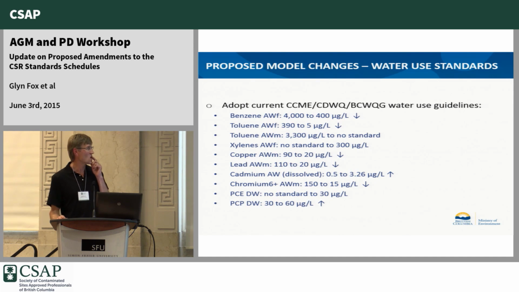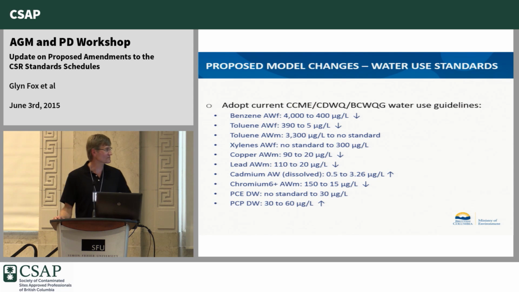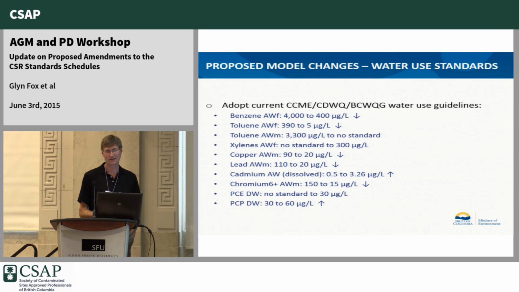CAD, okay, there's an up. If we took the CAD value, I think when I looked at the guidance document, it was 0.5 to 3.6, so that could be an up. Chrome, down. PCE, I have to check that, Heather. I think in your slide you had... Anyway, I'm thinking there's no standard there for PCE, but it could go to 30. Same with PCP, it could increase. So this just gives a rough idea of the directions of some of the soil standards by adopting current guidelines.